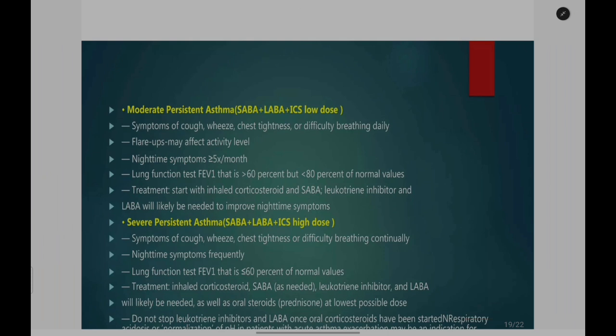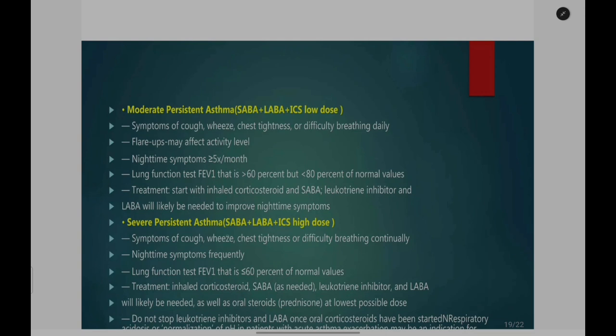Moderate persistent asthma. Symptoms of cough, wheeze, chest tightness, and difficulty breathing daily. Flare ups may affect activity level. Nighttime symptoms more than or equal to 5 times per month. Lung function tests: FEV1 more than 60% but less than 80% of normal values. Treatment: start with inhaled corticosteroid and SABA, leukotriene inhibitor.